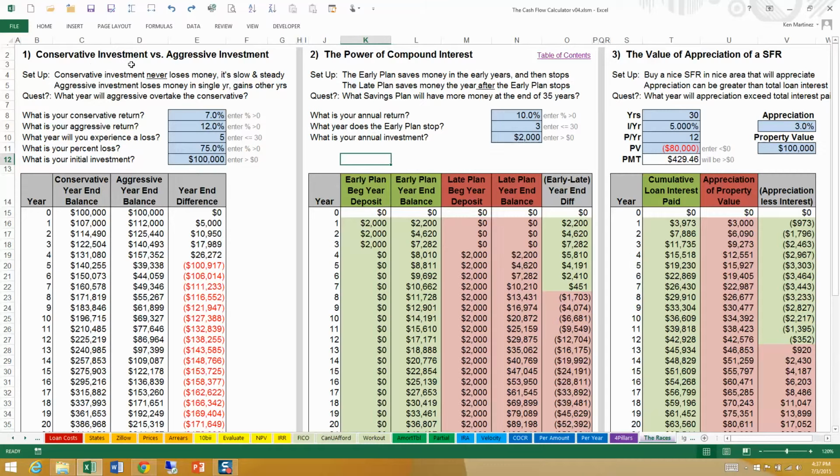In this first example, conservative versus aggressive investment, what we're saying is what's going to end up as a better deal if you invest conservatively and don't lose money versus if you invest aggressively and possibly lose money. And that's what these inputs are. I have 7 for conservative percent return, 12 for aggressive. But for the aggressive, we lose money in year 5, and we're losing this amount, 75%.